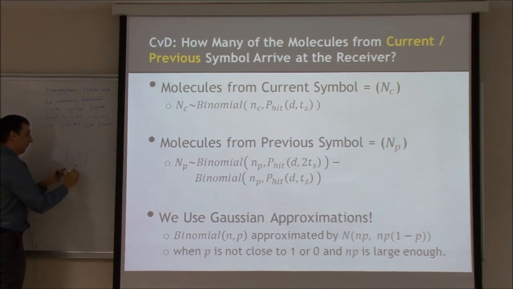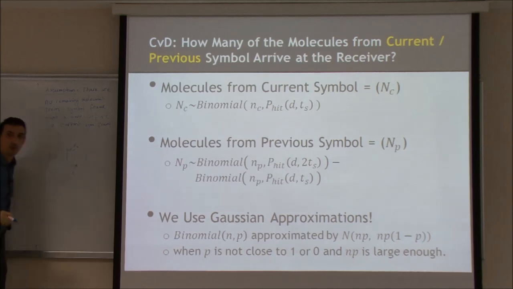This is the current symbol. At the beginning of the current symbol duration, you release NC molecules. However, this is the previous symbol. In that case, maybe some NP molecules are released at this point. How many of them arrive at this duration? Not this duration, but, okay?